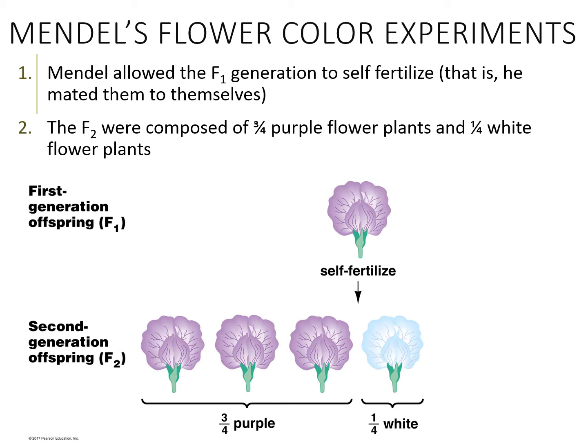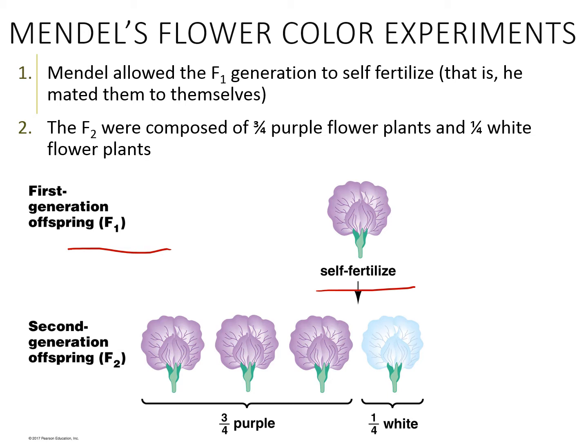Mendel allowed the F1 generation to self-fertilize. That is, he mated them to themselves. The F2 were composed of 3/4 purple flower plants and 1/4 white flower plants, as shown here. So F1 generation, self-fertilized, and we get 1/4 white, 3/4 purple. And if you're wondering, well, was it always exactly 3/4? No, he repeated this over and over and over again. And that's another way that peas are great, because peas have hundreds, well, a lot of offspring, suffice to say.